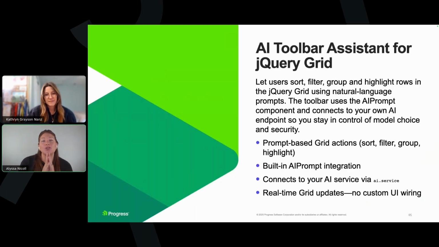So we have also added the AI toolbar assistant for the jQuery grid. Users can type prompts to sort, filter, group, highlight rows, and the toolbar applies those operations instantly. It uses the AI prompt and connects to your own AI endpoint, similar to the Angular one, so you keep control over how it works.